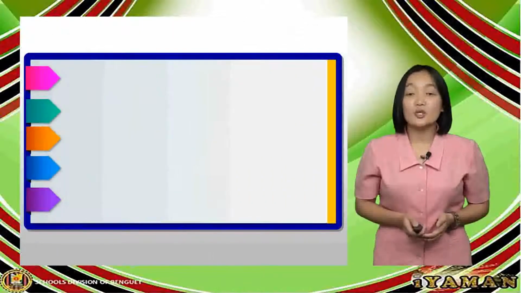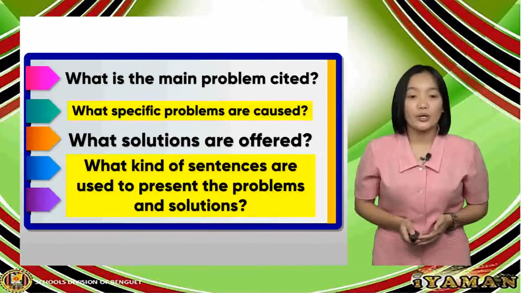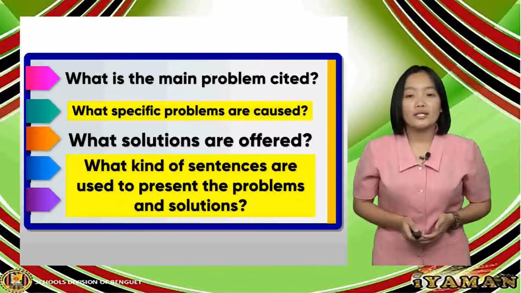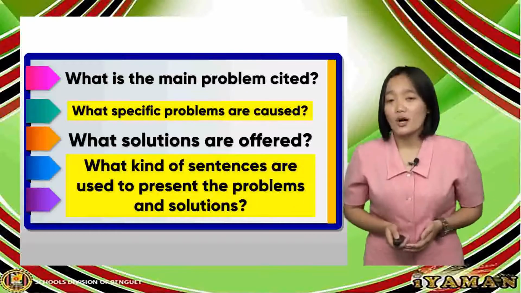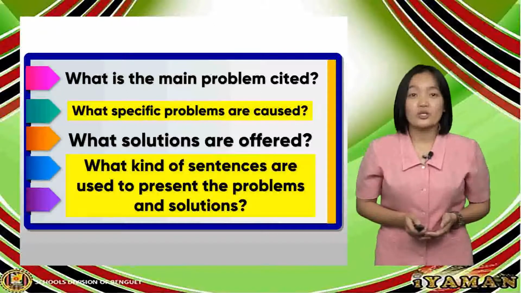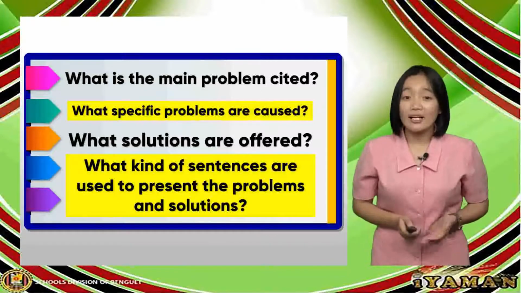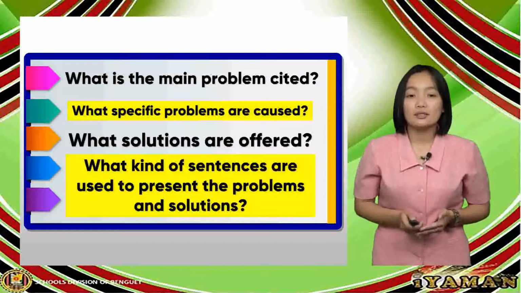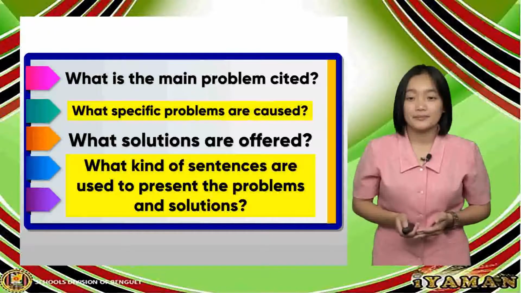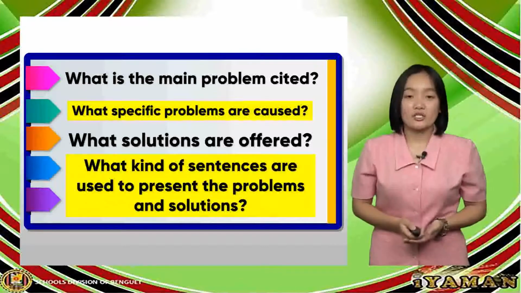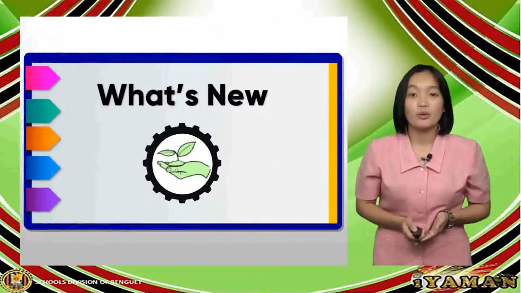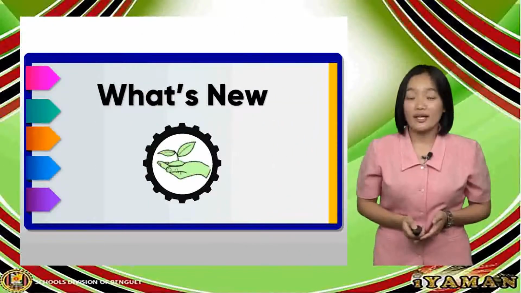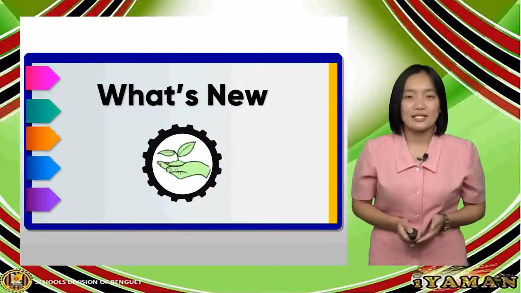From the text that you have read, answer the following questions. What is the main problem cited? What specific problems are caused? What solutions are offered? What kind of sentences are used to present the problem and solutions? These questions are written in the What's New part with this corresponding icon in your module. Don't forget to always answer in a complete sentence.